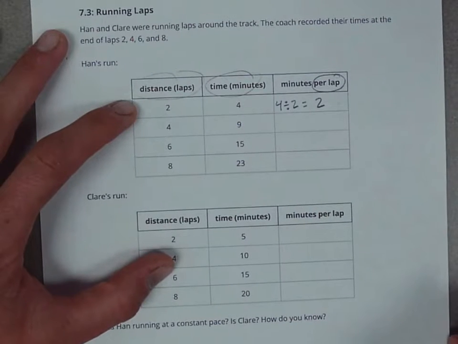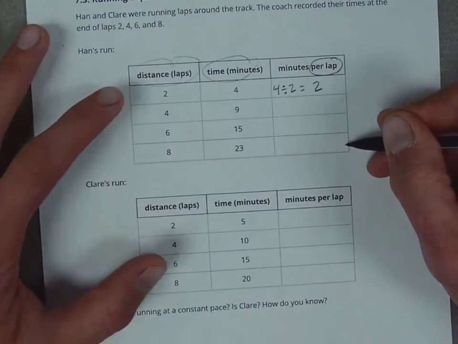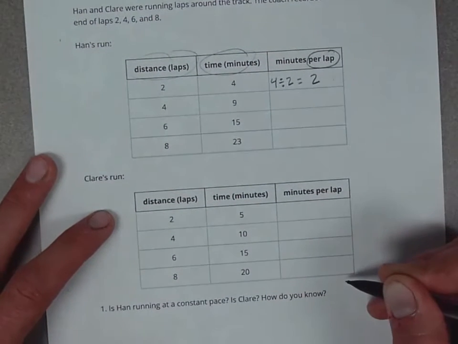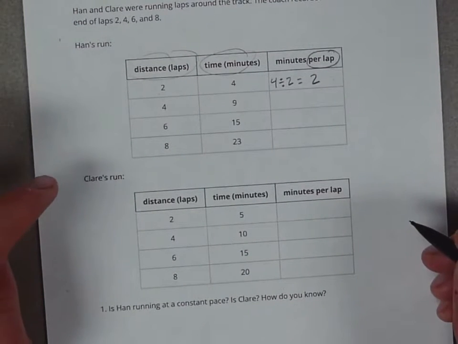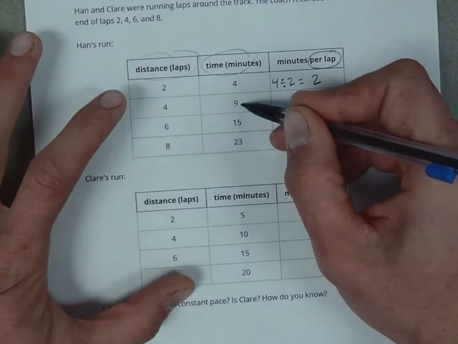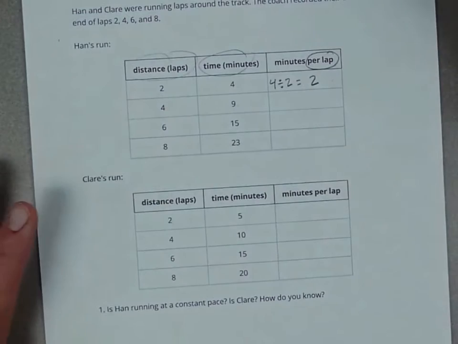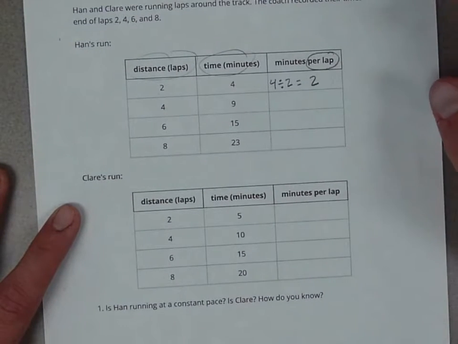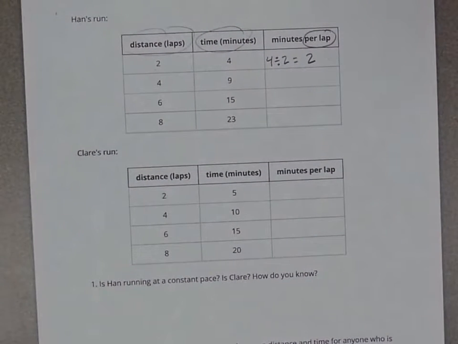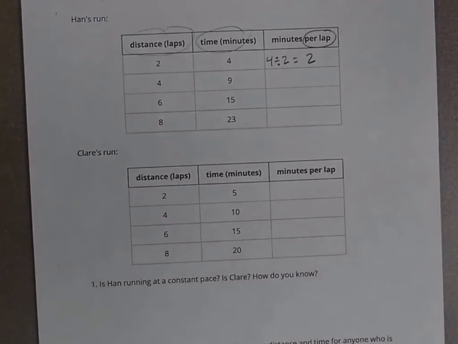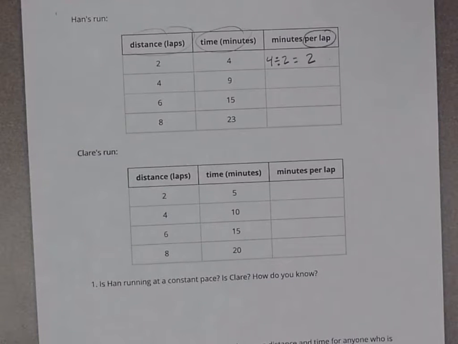Okay? Now what I want you guys to do is to fill in the rest of this table and fill in the table for Claire's run by finding out how many minutes each person takes to run a lap based on how many minutes it has taken them to run 4, 6, and 8 laps. And then when you're done with that, you're going to answer question number 1. So on your own, fill in the tables, use the calculators if you need to, and then answer number 1. Is Han running at a constant pace? Is Claire? And how do you know? All right, on your own. Ready, set, go. Grab a calculator if you need to.